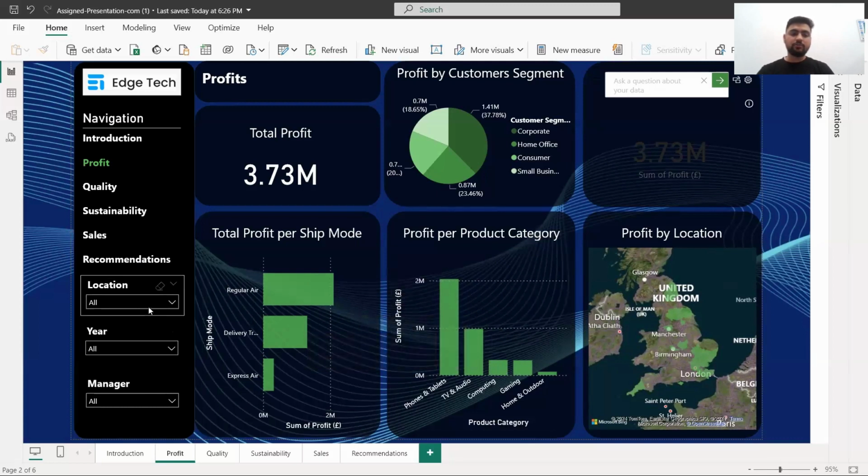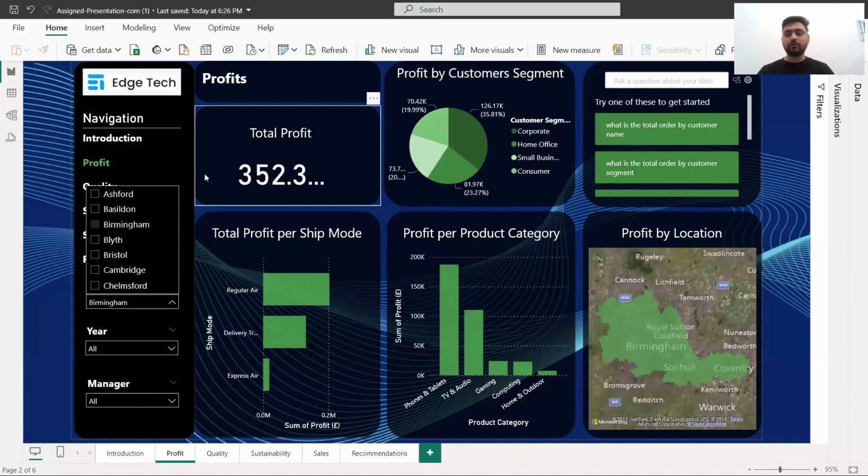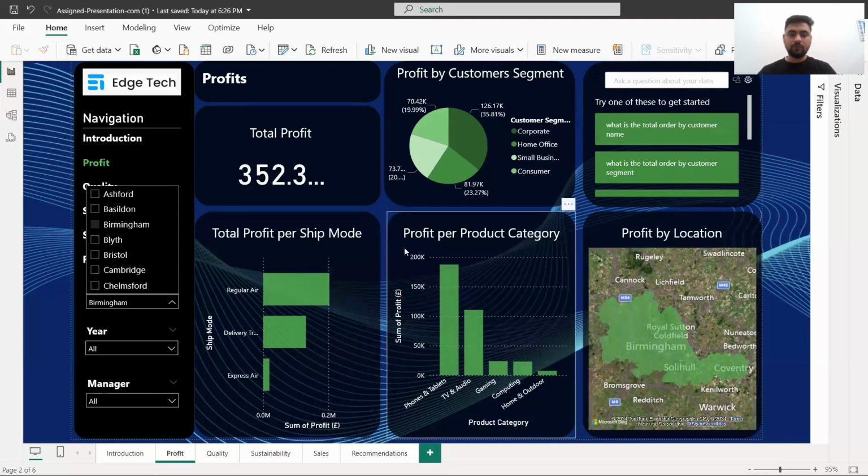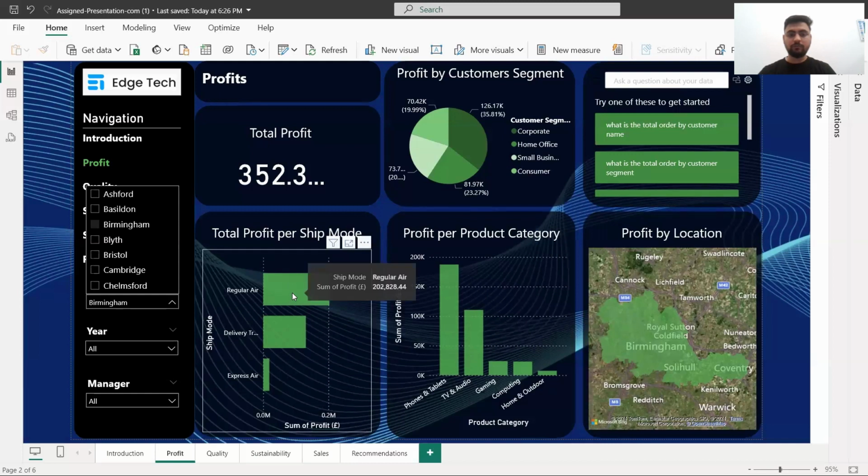So these are our slicers. You can select by location. If you choose Birmingham, this will show the profit of Birmingham, and the map shows the location of Birmingham. If you hover on it, it will show the sum of profit in this location. So in Birmingham, the total profit by ship method is this one, by delivery by truck is this one, and by express air is this profit.